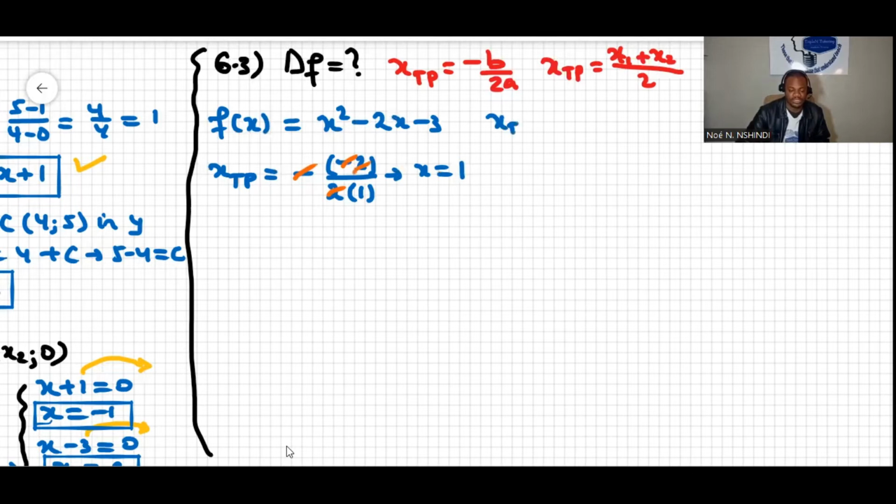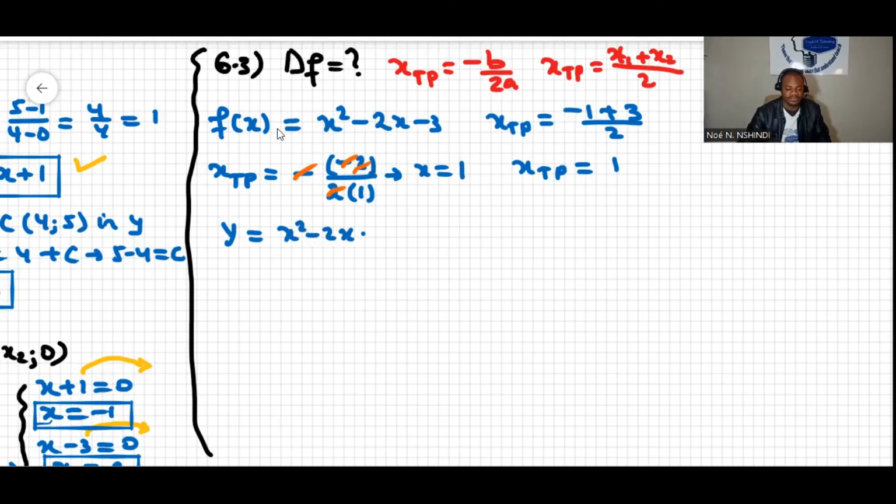Or someone else may use the intercept formula. You can also calculate it like this. The x turning point will be, the first intercept we got was -1, and the other was +3, all over 2. And this still equals 1, because -1 plus 3 is 2, and 2 over 2 is 1. Now that we have the x coordinate of the turning point, we can substitute this value into the function to get the y value. Remember that f of x, as I said, is just y. So this is y equal to x squared minus 2x minus 3.